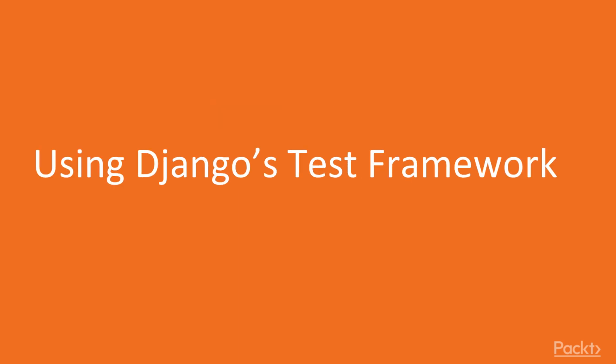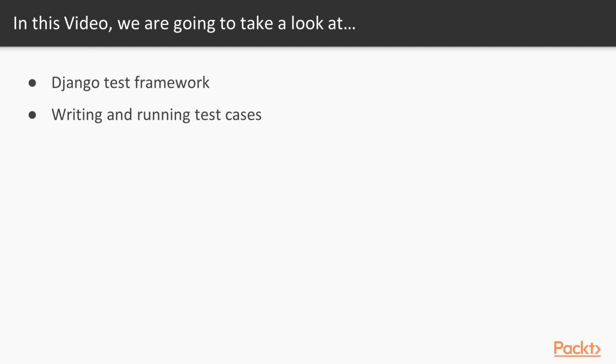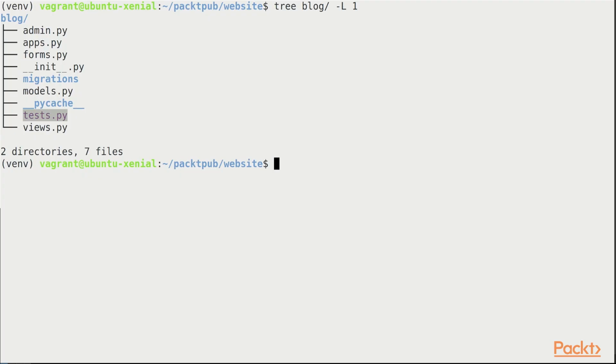In the first video of this section, we'll learn about the Django test framework, and we will use it for writing and running our test cases. So let's get started. If you recall, when we had created our blog app, Django had created a file called test.py for us. This is the file where we will be writing all our test cases related to the blog app.